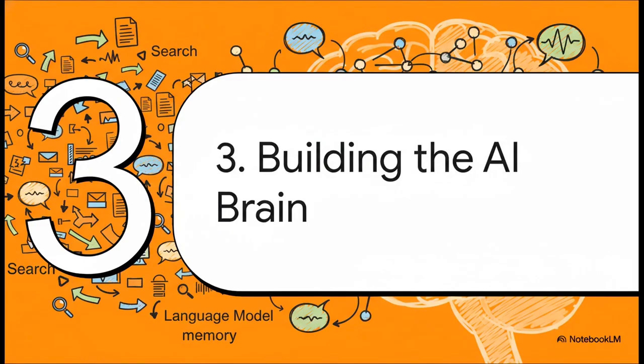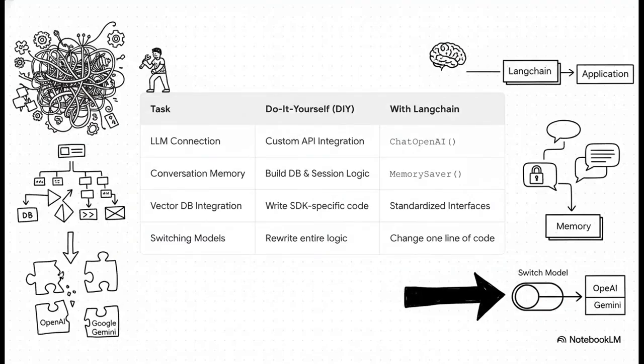Okay, so TechCorp can now find any piece of relevant information almost instantly. That's huge. But how do we actually connect this new search power, the language model itself, and some kind of conversation memory into a single working AI brain? Well, you could try to build it all yourself, writing custom code for every little piece. But just look at the difference when you use a framework like LangChain. Connecting to an AI, that's one line of code.